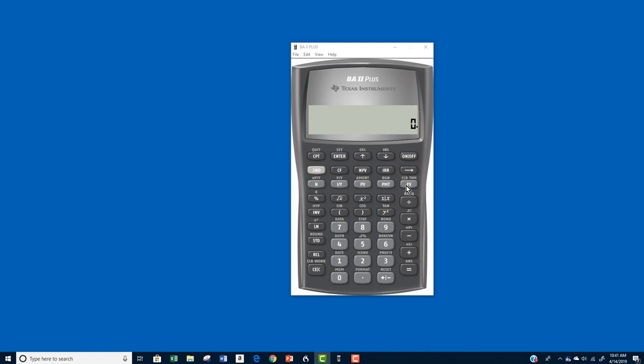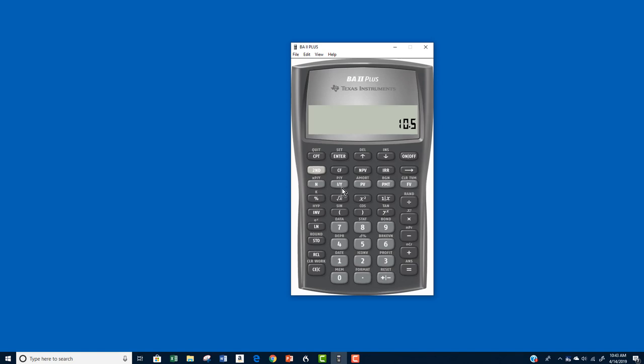So PV, PMT, and FV are cash flow amounts. IY is going to be an interest percentage, and N is going to be the number of periods. When entering interest rates, you never enter them as a percent or a decimal. You enter them as a whole number. So 10% would just be entered as 10. 10.5% would be entered as 10.5.